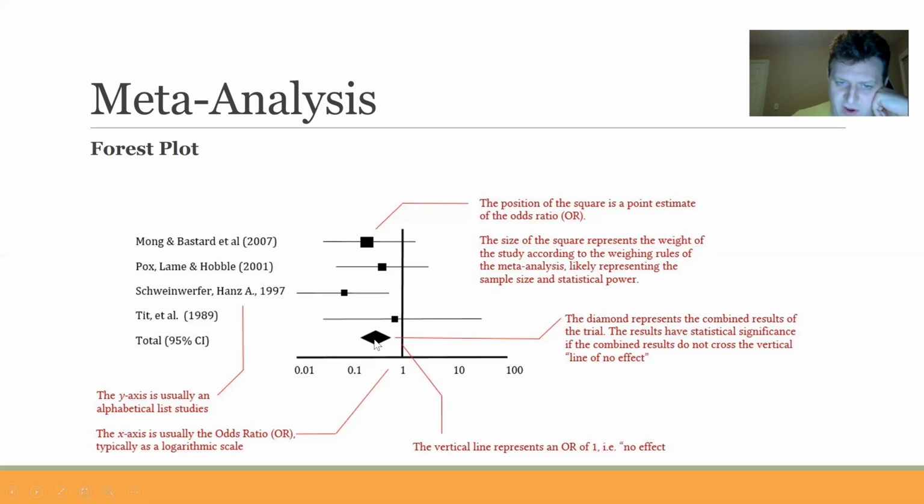All right, if it's over here, the effect is one way. If the diamond's over here, the effect is another way. Okay, is this condition greater than that one, or is this condition greater than the other one? Okay, that's what the side that the diamond appears on tells us. All right, so that's a forest plot, and hopefully you should be able to interpret that if I were to give you a forest plot, or if you were to read it in a paper.